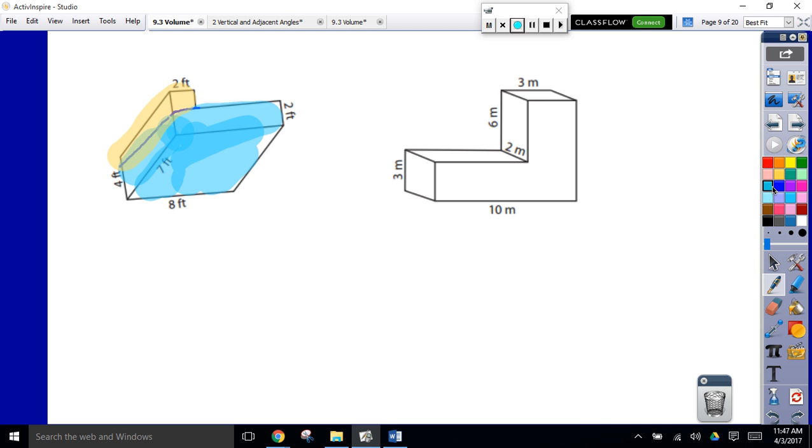Myra, what are the dimensions of the blue shape? 8, 7, and there's one more dimension. 4. No? Oh, 2, yeah. It's 4 from here to here, so the blue and the yellow together are 4, so we have to look at just the blue. So 8, 7, and 2. So how do we find the volume of that? Kayla?